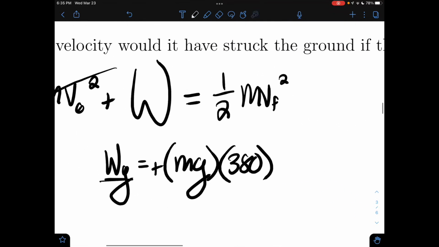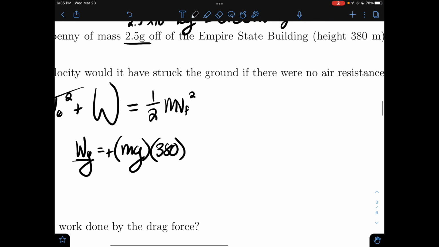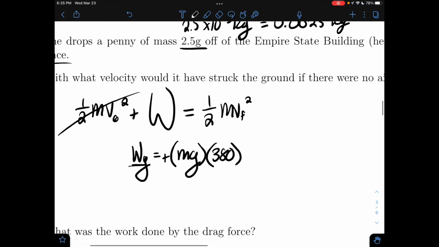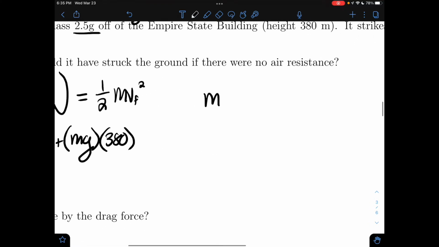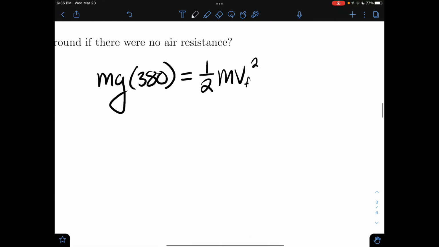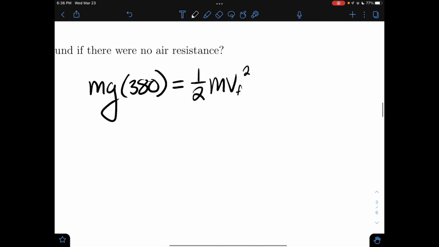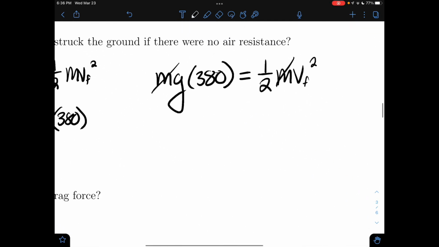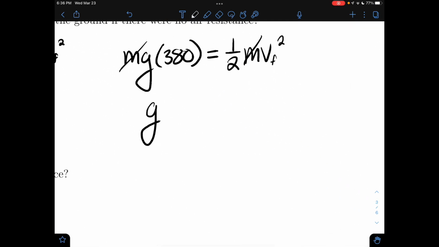So now I'm going to write out our new equation with everything that we just figured out. So we said that initial energy is 0, so it's going to be plus our mg times 380, and that equals our final kinetic energy, which is our 1/2 m v final squared. And lo and behold, we have a mass on both sides, so we can just divide that on out. Now we don't even have to worry about the fact that it's in the wrong units. So I can just ignore it and plug in.